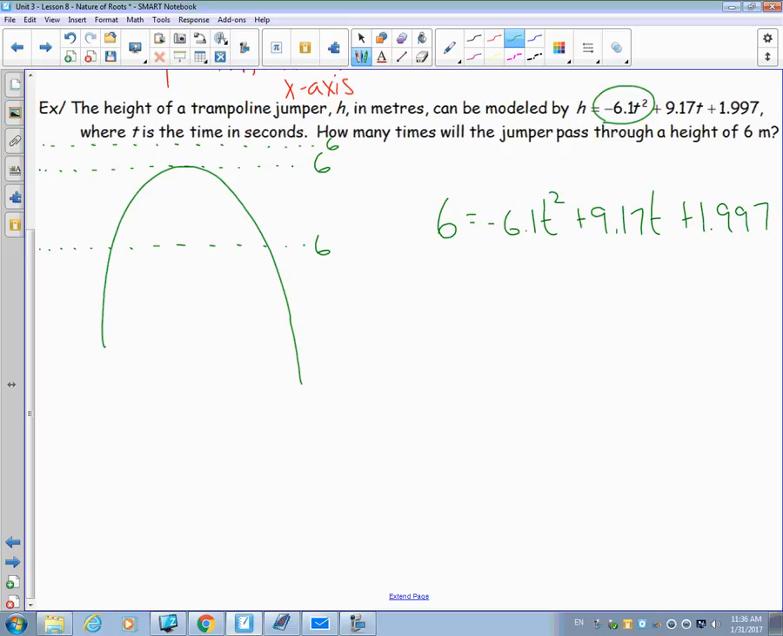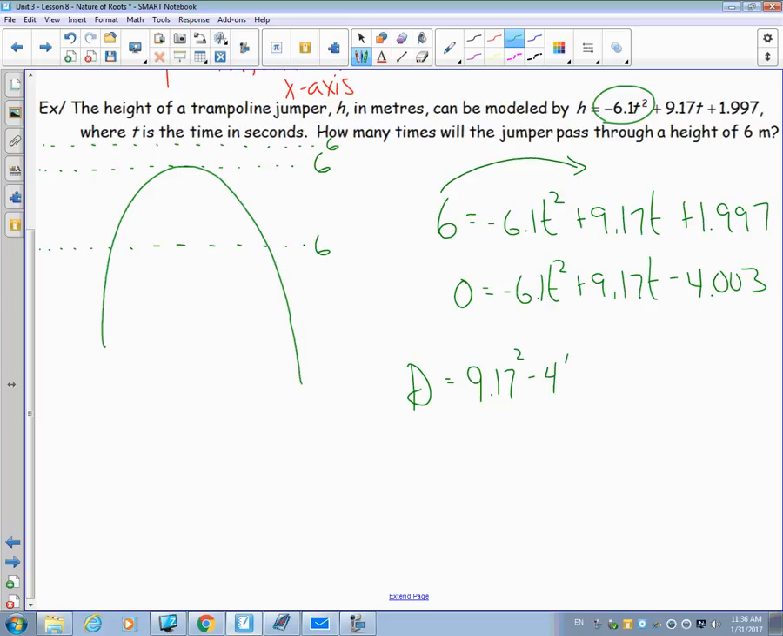And to solve things, usually we put them in the correct order, so standard form, and we make them equal to 0 before we start. If we bring the 6 over to the right side, we'll end up with 4.003. That would be the quadratic we would need to solve to figure out when they hit 6. I just care if they hit 6. So let's find our discriminant. 9.17 squared, minus 4ac. Put it all in, see what happens.